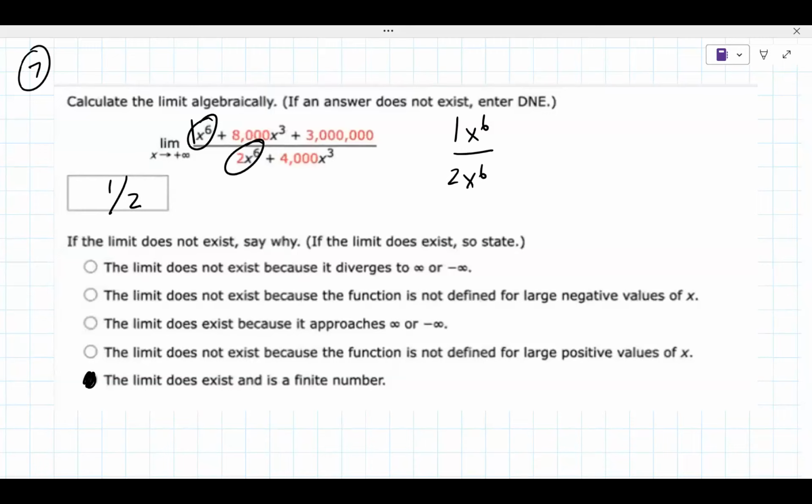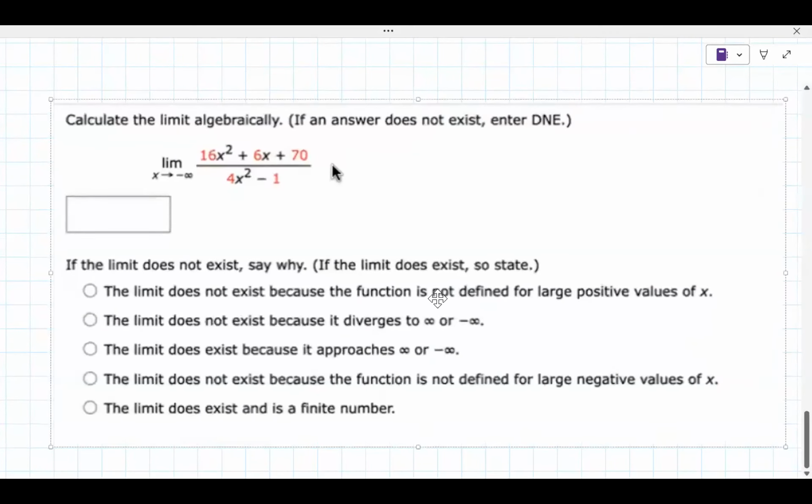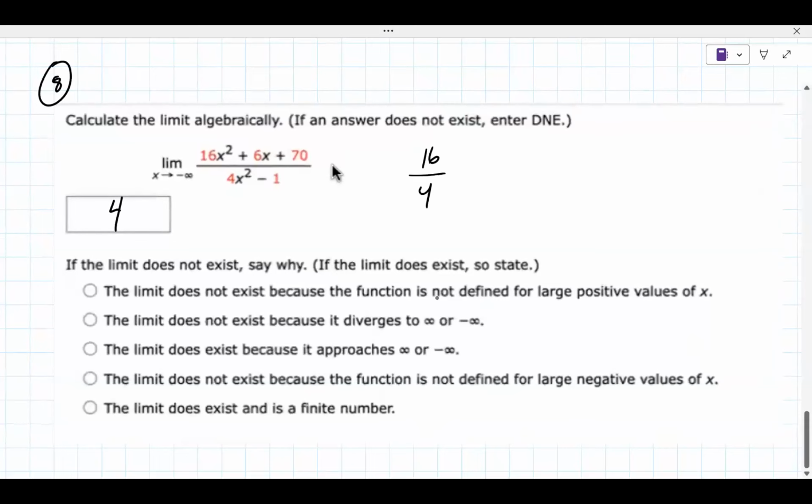So the exponents are the same. We have x squared in the top and bottom. Would it just be simplified like what's 16 over 4? Would that just be 4? Yes. And the limit does exist, and is it still a finite number? Yes. These other cases will apply eventually. Don't think you're never going to use them, but not in this problem. Okay, got it.